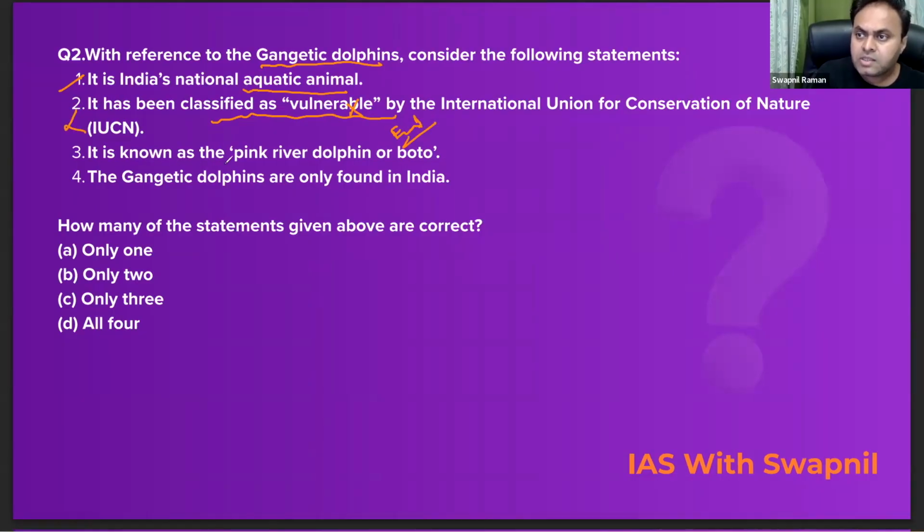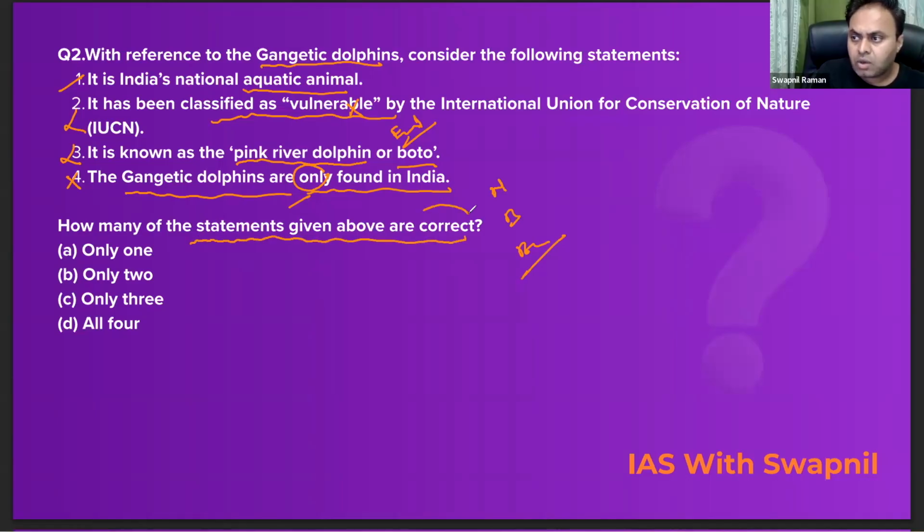Third statement says it is known as the pink river dolphin or boto. No, that's not correct. Why? Because the Amazon river dolphins are known as pink river dolphins or boto, not the Gangetic ones. So third statement is also ruled out. The fourth statement says that the Gangetic dolphins are only found in India. Please be attentive. जब भी इस तरह के absolute terms आते हैं, you have to be attentive. They are not only found in India, but also in the surrounding countries like Nepal, Bhutan, Bangladesh, right? So fourth statement is also ruled out. Question is, how many of the statements given above are correct? So only one. So A for Ahmedabad would be the correct answer because rest of these statements are incorrect here.